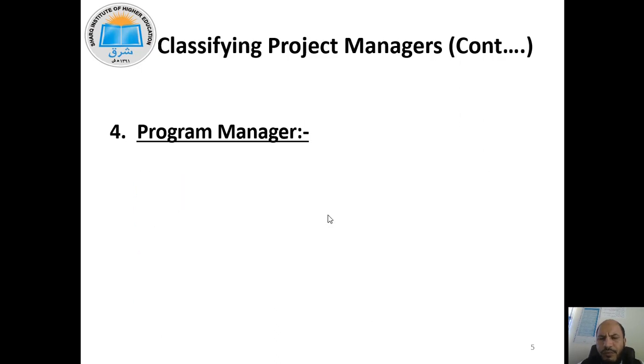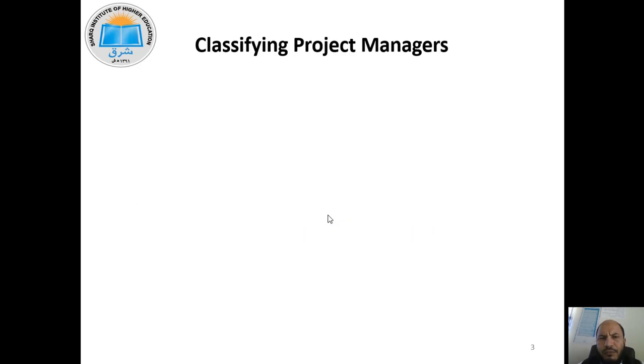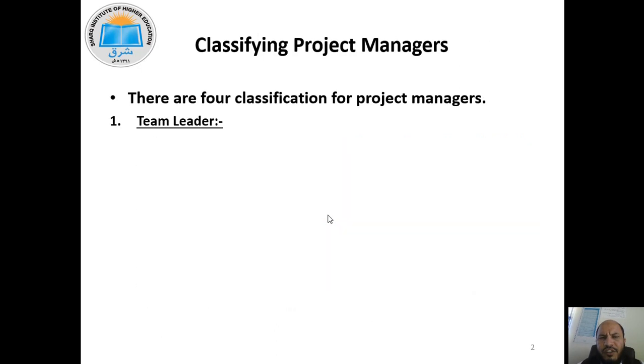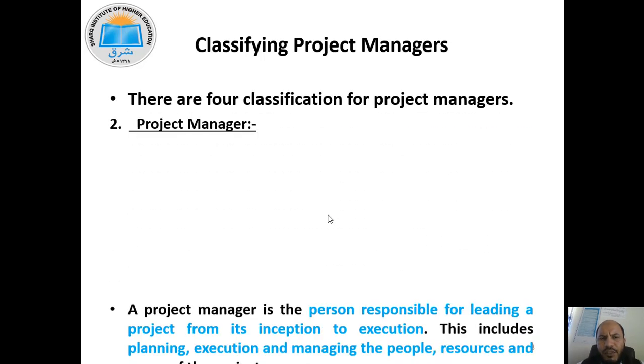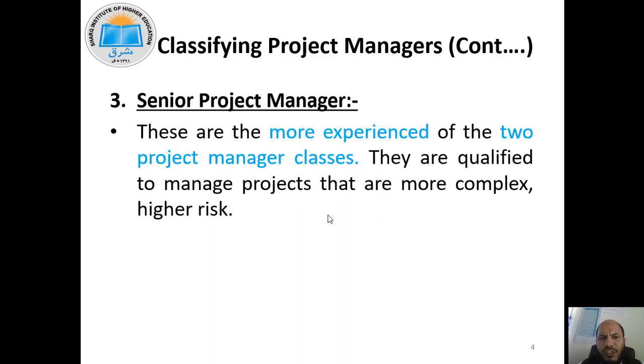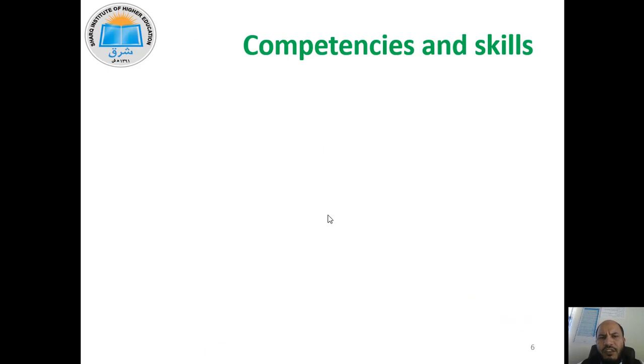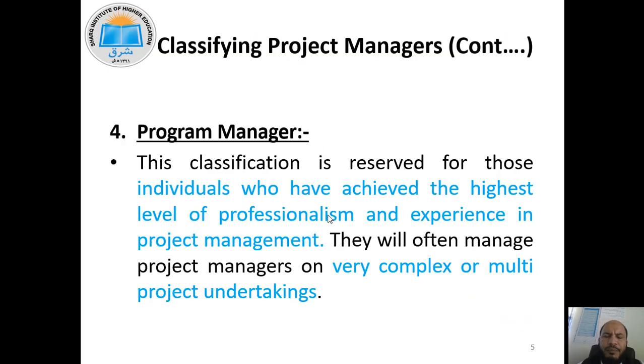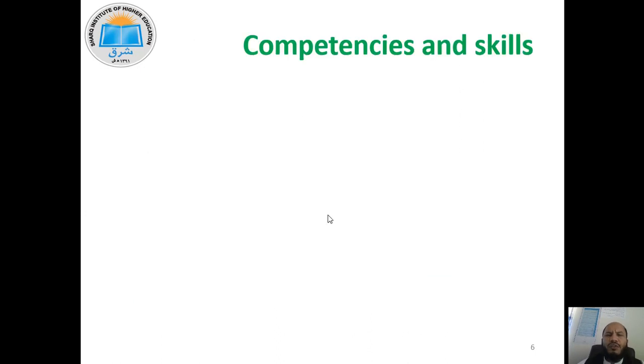So we have discussed the 4 types of project manager. The first type was the team leader, and the second one was the project manager. The third one was the senior project manager, and the fourth one was the program manager. Now you have understood the 4 classes of project managers. Let's explain the project manager competencies and skills.